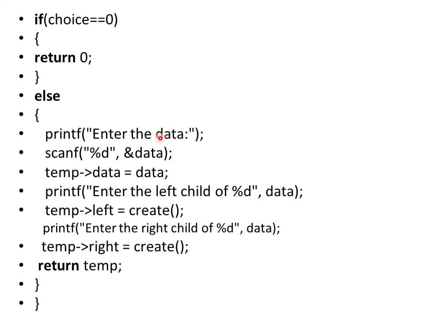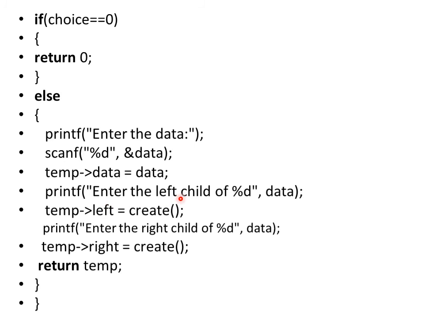What happens, printf enter the data, scanf %d data. You assume that I have entered data as 10, that is scanned. Now I am assigning this data to a temporary node. For this, temp of data equals data. That is now temp of data equals 10. Temp has totally 3 fields: one is right, left and data. In data it is stored 10.